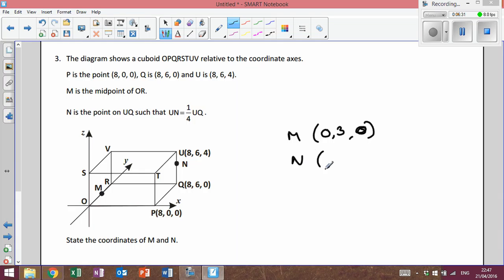Okay, for N, it's going to be 8 across. It's going to be all the way back, so all 6 back. And then it's a quarter at the top, so that's 3/4 of the way up. So that's 4, so 3/4 of 4 is just 3. Okay, and that's just a mark for each. 1, 2.